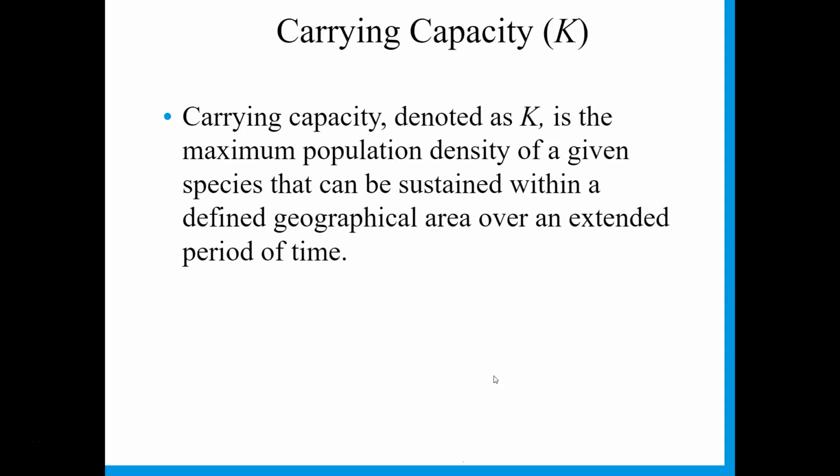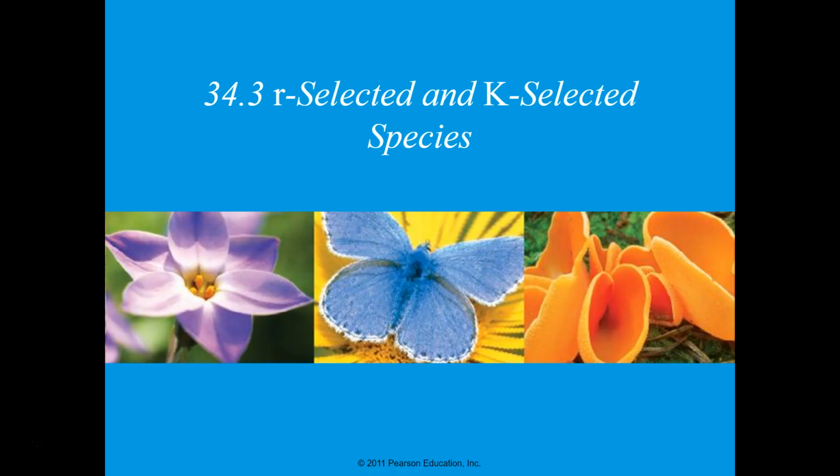Carrying capacity K is the maximum population density of a given species that can be sustained within a defined geographical area over an extended period of time, which is absolute word soup. I just want you to know that carrying capacity is the most amount of things that can live in a particular spot, in a particular region. Next, we're going to talk about R-selected and K-selected species in the context of population growth.